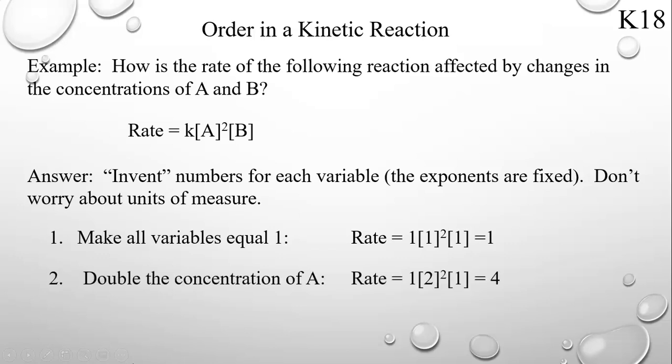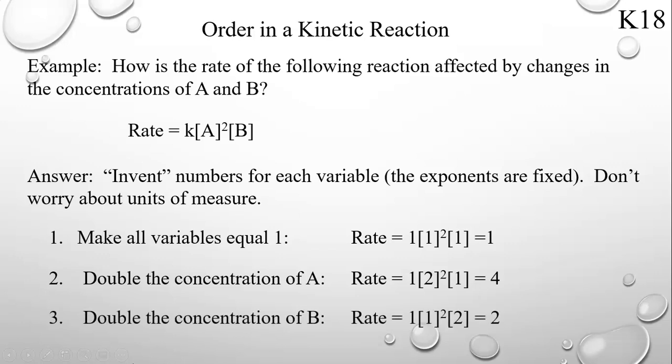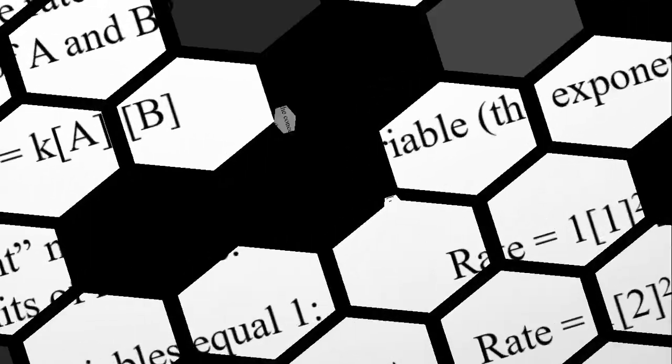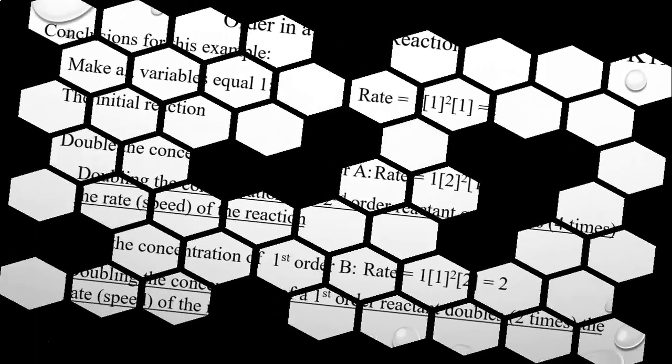If you double the concentration of A, that is, you put a 2 in for A instead of a 1, then you end up with the rate going up not 2 times as much, but 4 times faster. The rate will be 4 times faster if you double the concentration of a second order reactant. And finally, if you double the concentration of B, which is a first order reactant, it will double the rate. So this next page will kind of summarize that again.